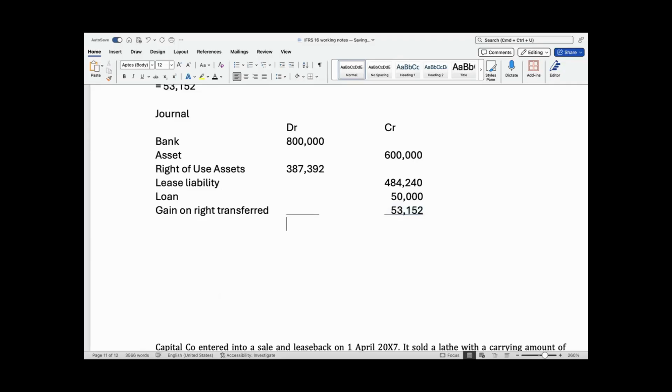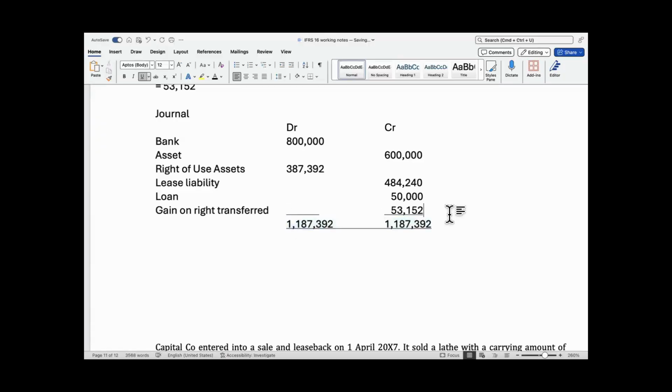That is 800,000 plus 387,392. That is 1,187,392. If I sum this 600,000 plus 484,240 plus 50,000 plus 53,152, that also gives us 1,187,392.